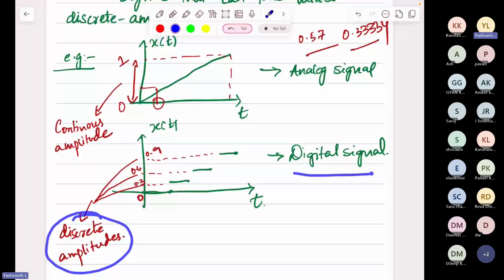So until now, we saw four types of signals. One is a continuous time domain signal, then a discrete time domain signal, then a continuous amplitude domain signal, which is an analog signal, and a discrete amplitude signal, which is a digital signal. These are the four types of signals we have seen.